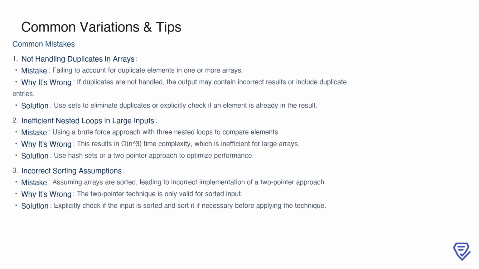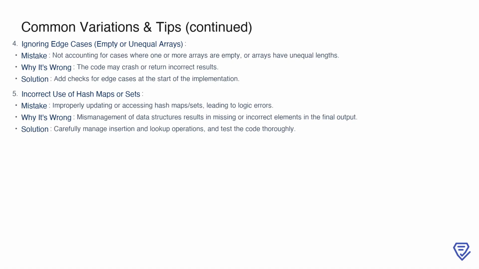Finally, some implementations fail due to incorrect assumptions about sorting. The two-pointer technique only works when arrays are sorted, so you need to verify that the input is sorted first, or sort it as part of your pre-processing step. Without this, the logic of the two-pointer approach simply doesn't hold up, leading to incorrect results. Another area where mistakes often occur is in handling edge cases. If you don't account for scenarios where one or more arrays are empty, or if the arrays have unequal lengths, the code may crash or produce incorrect results. Adding checks for these edge cases at the start of your implementation ensures robustness.